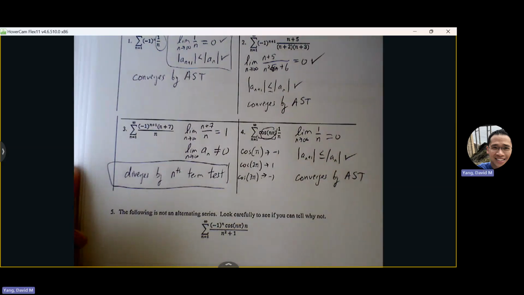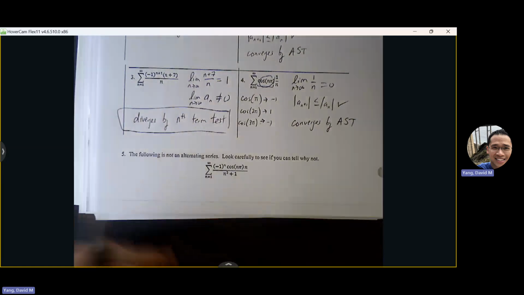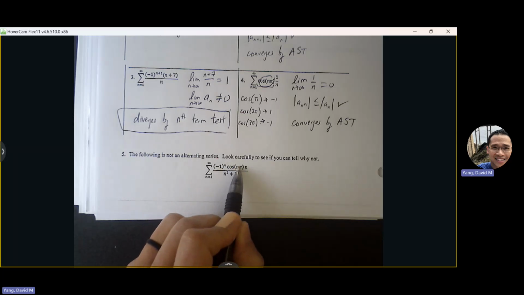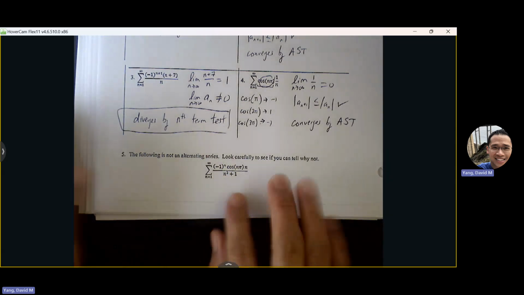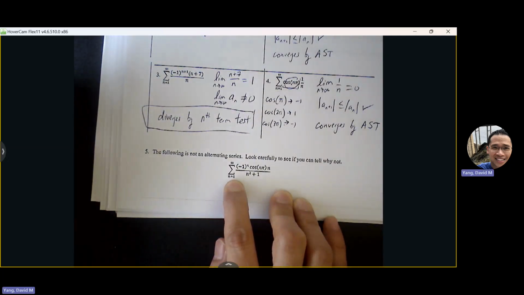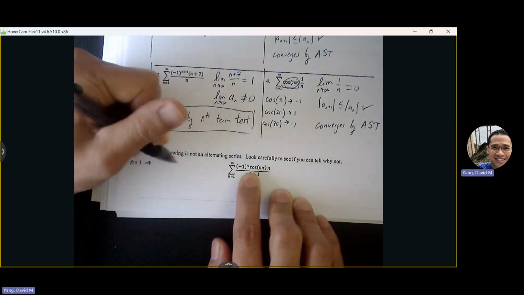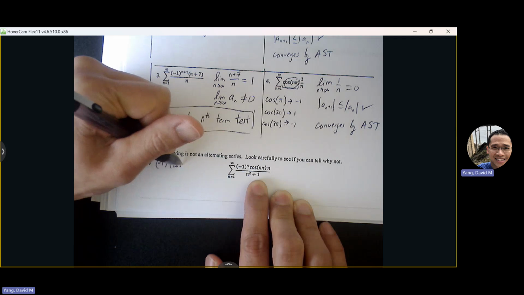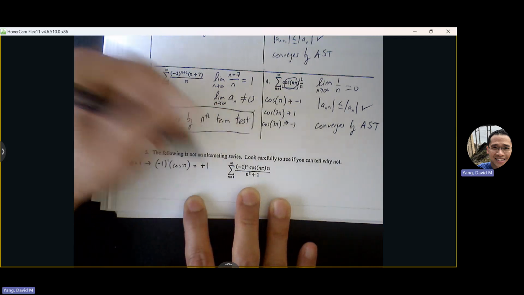All right, number 5, the following is not an alternating series. Look carefully to see if we can tell why or why not. I mean, we definitely see the (-1)^n, but this cosine of n pi may end up canceling out the alternating that this is doing here. So let's just test each of the n values out. Let's say we test n equals 1. If I plug 1 in for n, I get -1 to the first power, that's a negative number, times cosine of pi. And negative times negative gives me positive.